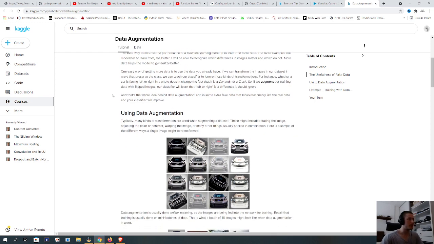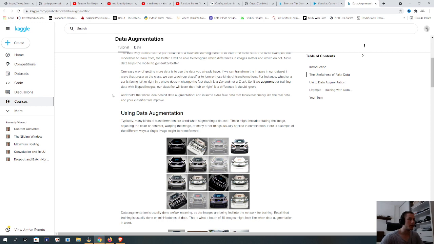One easy way of getting more data is to use the data you already have. If we can transform the images in our dataset in ways that preserve the class, we can teach our classifier to ignore those kinds of transformations. For instance, whether a car is facing left or right on a photo doesn't change the fact that it is a car and not a truck.